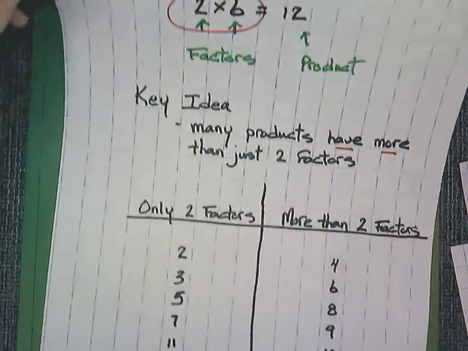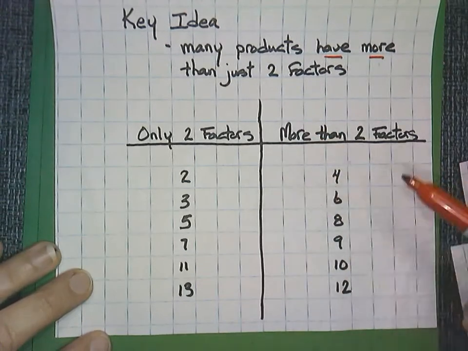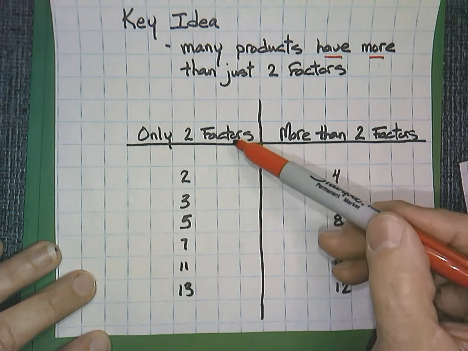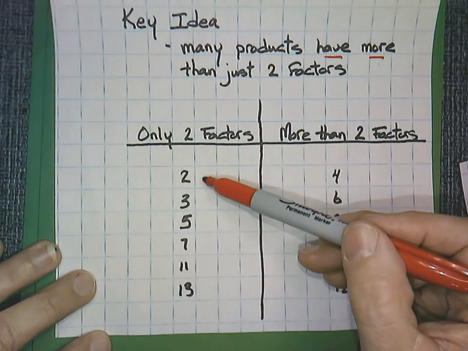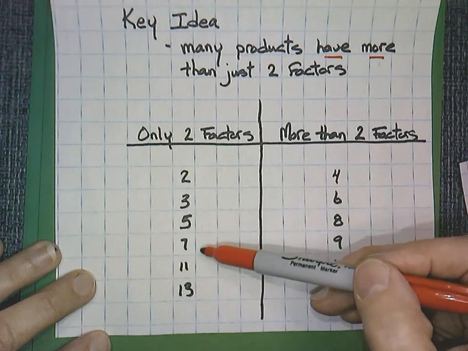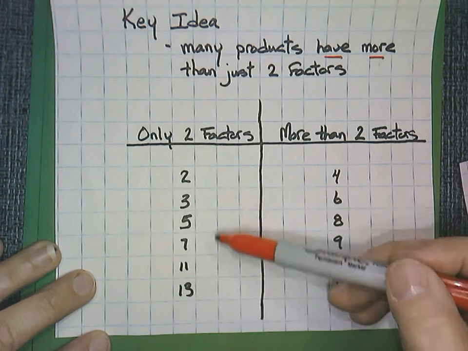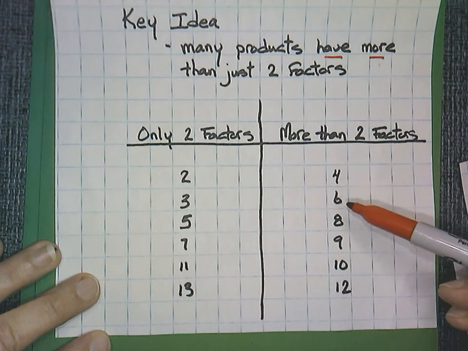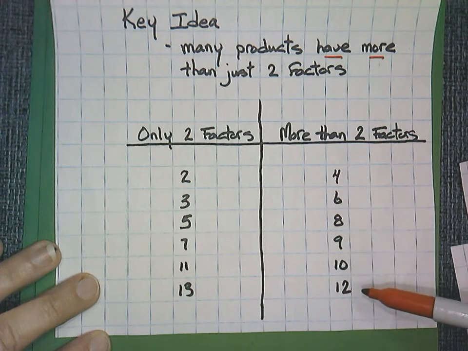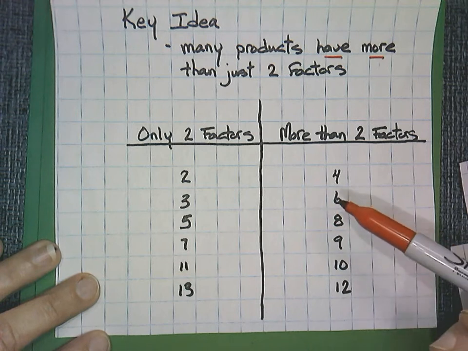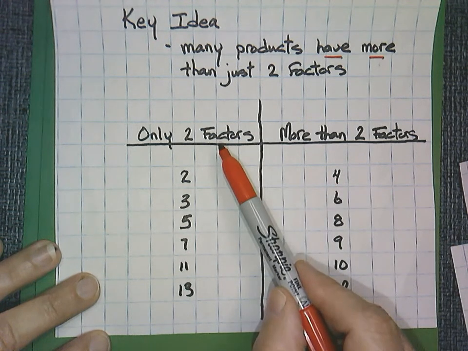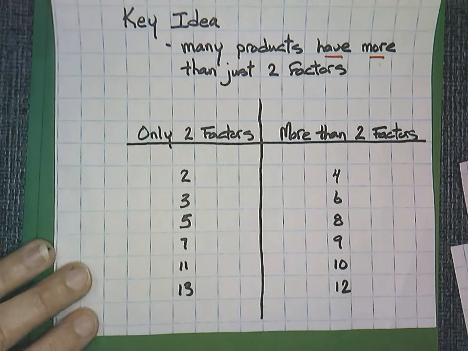And here's just a real quick rundown of the numbers from 1 to 13. Only two factors: 2, 3, 5, 7, 11, and 13. Those are numbers that have only two factors. More than 2: 4, 6, 8, 9, 10. We'll go into that in more detail, but just understand that some numbers have only two factors, and some numbers have more than two factors.